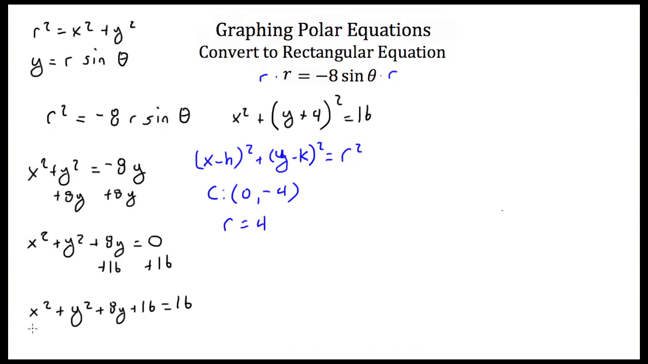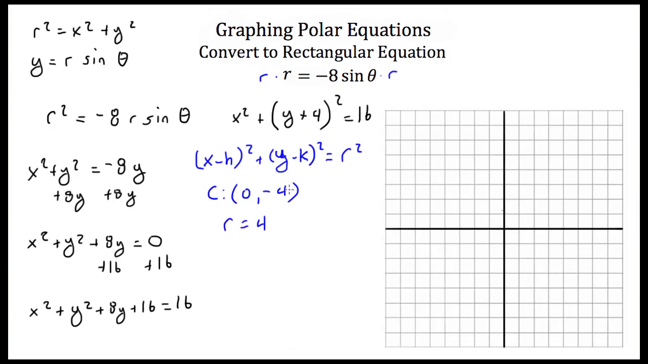So if I graph this, I start with my center point at (0, negative 4). And then I have a radius of 4, so I move out 4 in all directions, and I connect my dots. I end up, as suspected, with the graph of a circle. So r is equal to negative 8 sine theta is an equation of a circle in polar form. Notice that this circle has been shifted in the y direction this time, and our clue was the sine. Remember, y is equal to r sine theta.